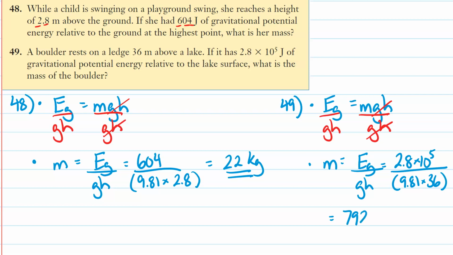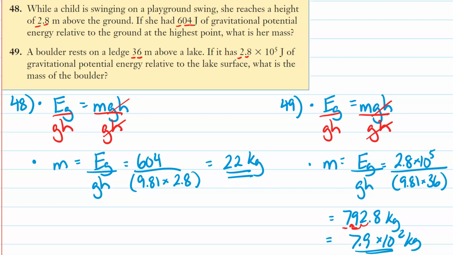I get 792.8 kilograms. However, 2 sig digs in our data mean we need 2 sig digs in the final answer. So our final answer should be 7.9 times 10 to the 2 kilograms. Let me write that more clearly. 7.9 times 10 to the 2 kilograms.